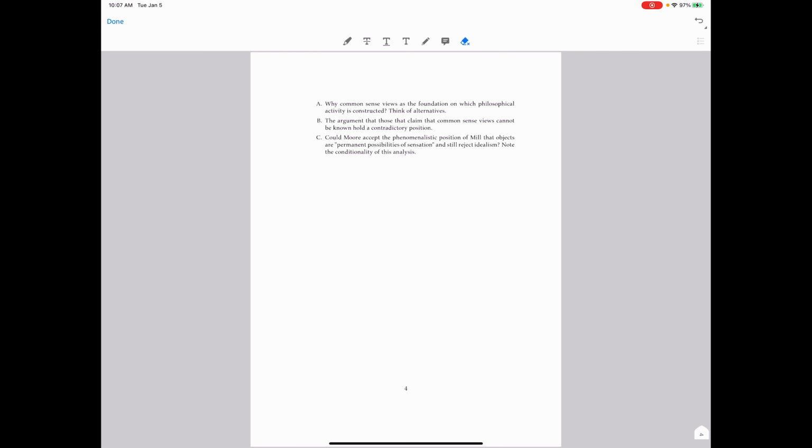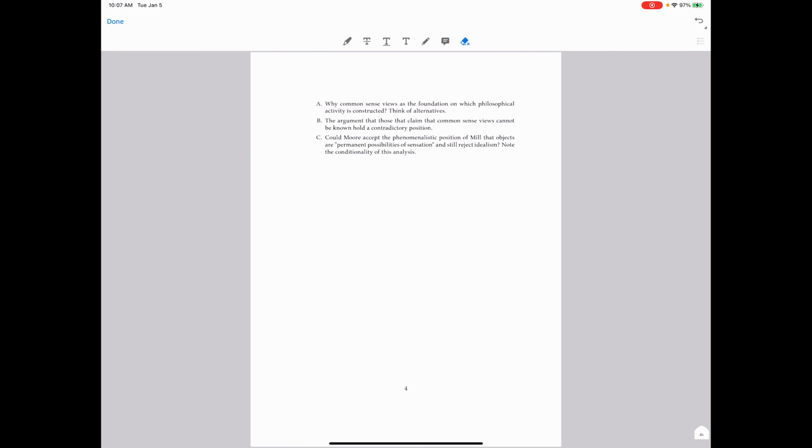Second, the most vexing of the Morean arguments is his claim that common sense views can't be known. The claim that the common sense views can't be known to be true. The people who defend that claim hold a contradictory position. That's worth thinking about further.